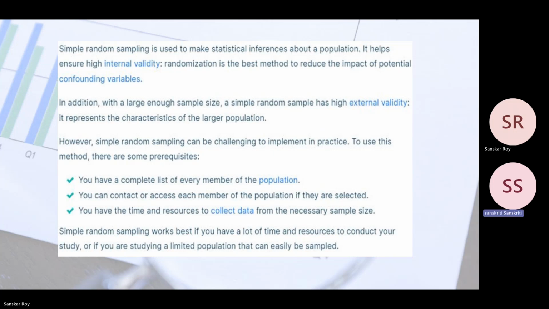To use this, there are some prerequisites. There are three prerequisites. You have a complete list of every member of the population. You can contact or access each member of the population if they are selected. You have the time and resources to collect data from the necessary sample size. Simple random sampling works best if you have a lot of time and resources to conduct your study, or if you're studying a limited population that can easily be sampled.